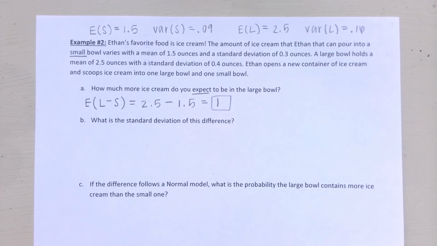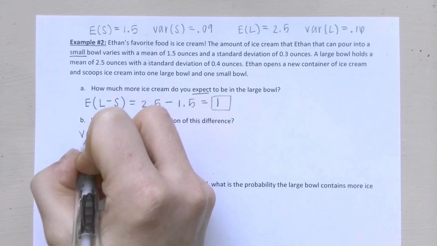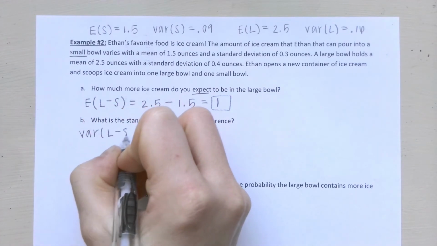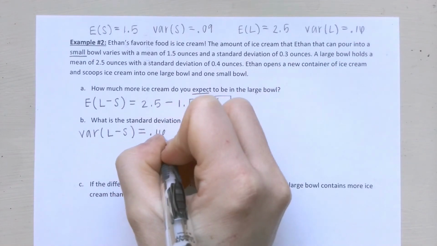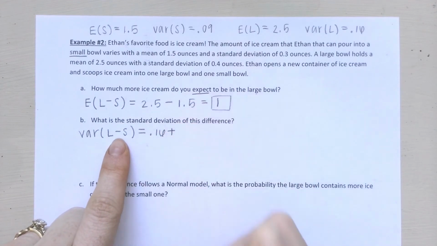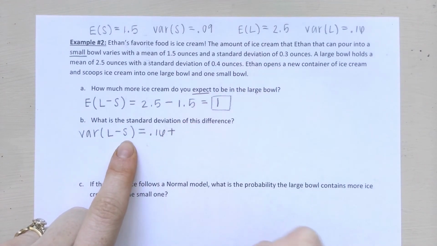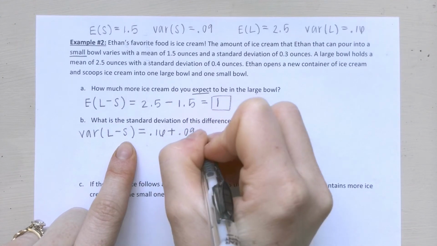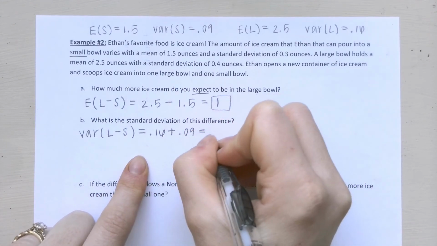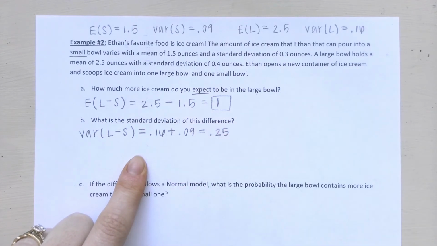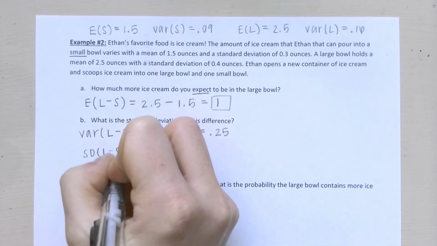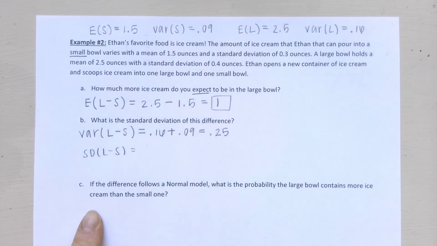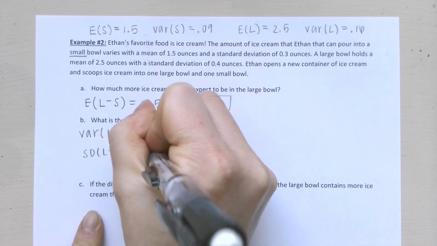Part B is asking for the standard deviation of this difference. So we're going to start with finding our variance. Still using large minus small. So my large variance was 0.16. Remember, variances always add. My variance for small was 0.09. That should give me 0.25. Once I have that variance, to find my standard deviation, we simply square root it. The square root of 0.25 should just be 0.5.